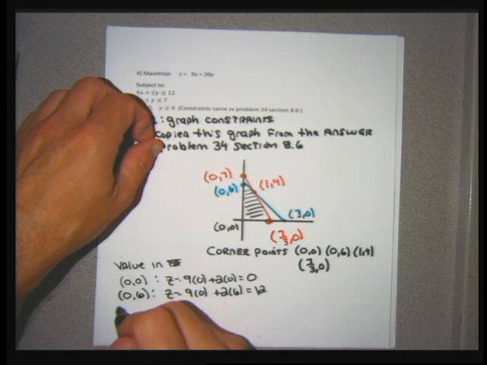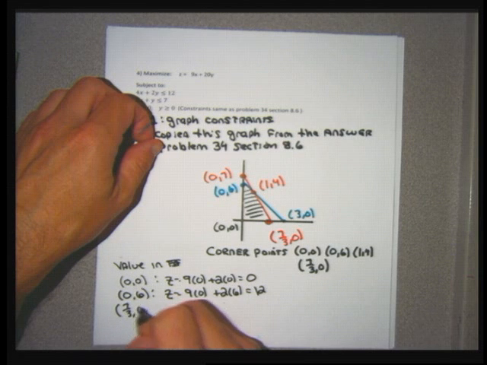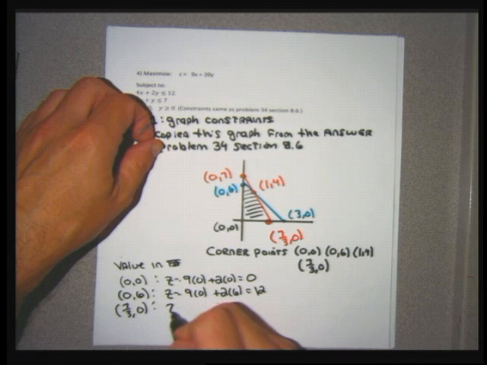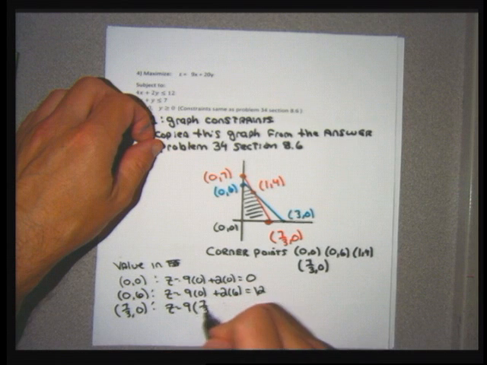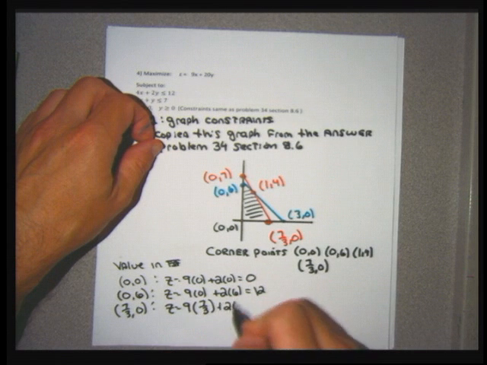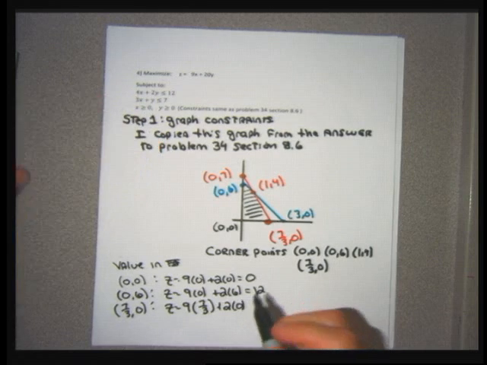And then the (7/3, 0) is not so pleasant. (7/3, 0), and I skipped the (1, 4). I'll get back to it. When I do the (7/3, 0), I go 9 times 7/3 plus 2 times 0. The 2 times 0 is not hard for me.